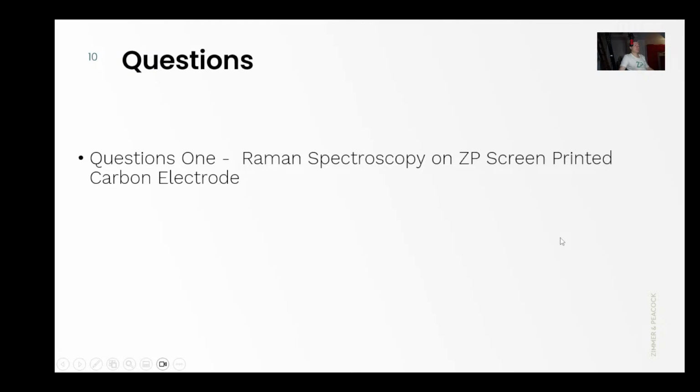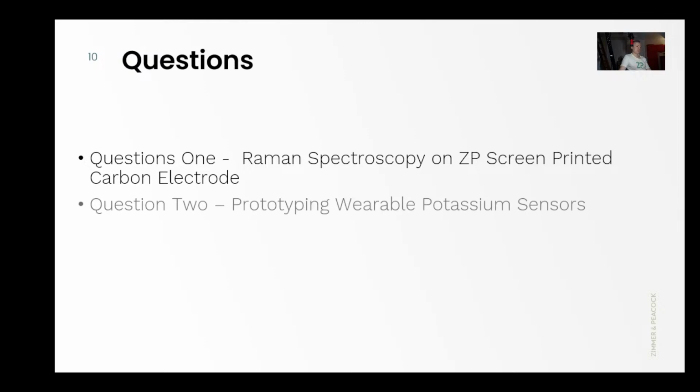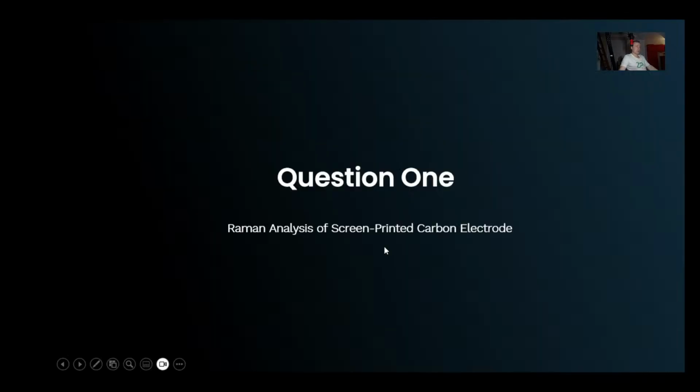Questions this week: somebody wants to do some Raman spectroscopy on a ZP screen printed electrode, and somebody else wants to do some prototyping on a wearable potassium sensor. So I will help with those two things.